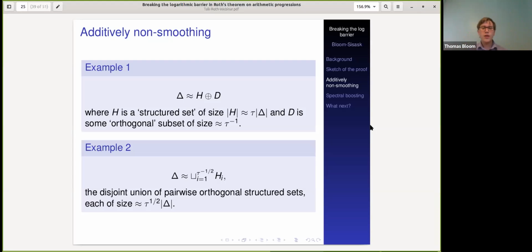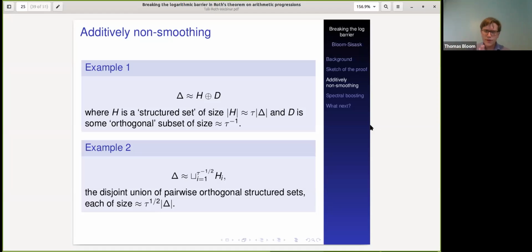So if I take such H_i and take the disjoint union of tau to the -1/2 of them, then again, one can do this heuristic calculation, and it turns out that this set is also additively non-smoothing. And again, to make the size work out, each H_i has individually size roughly tau to the 1/2 times the size of delta, so that overall this ensemble has the size of delta.